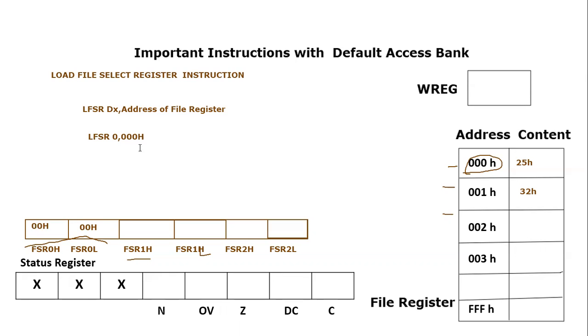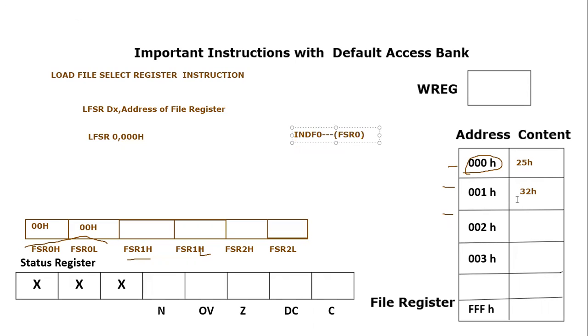Now FSR0, the file select register, is pointing to 00 hex. So I can use this address indirectly using the file select register. For this purpose, there is a special register called INDF. There are three different registers: INDF0, INDF1 or INDF2. For file select register 0, we have INDF0. This is also an indirect register, and it is also present in the special function registers. We're going to use this register because we are working on the FSR0 register, or file select 0 register.